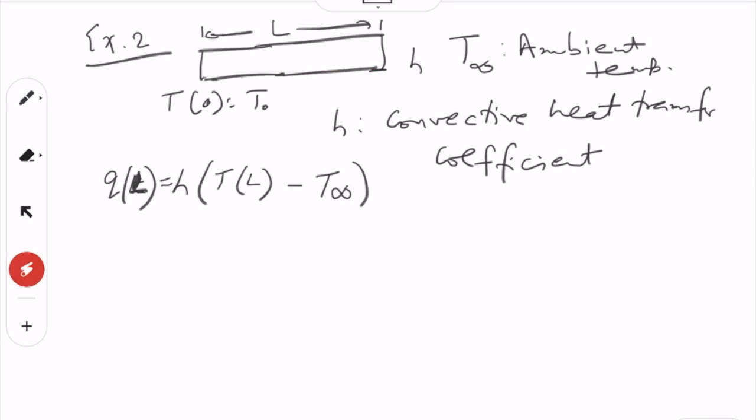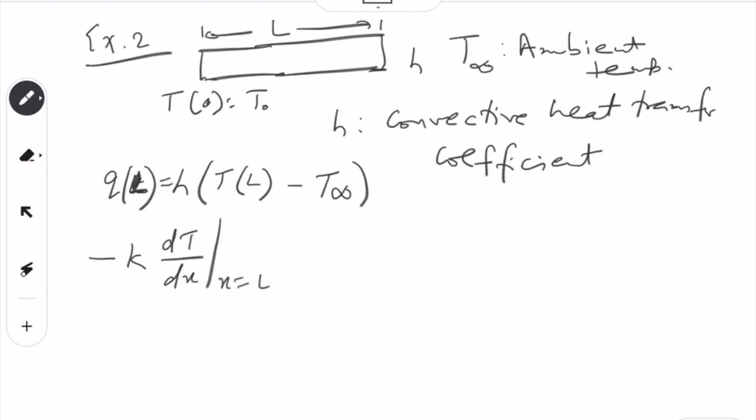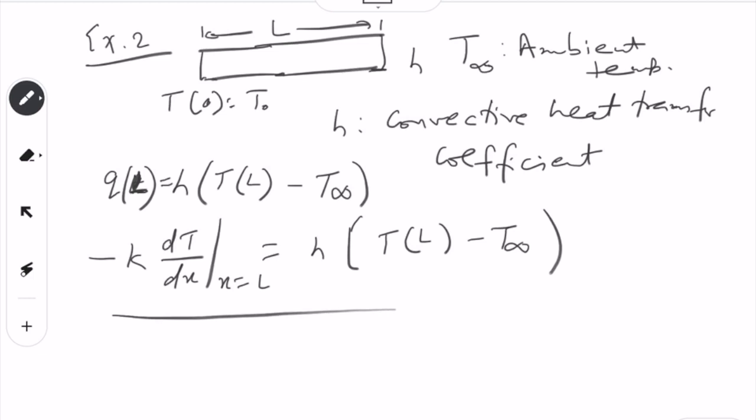Okay. So, here we can write, since q, we know, is minus k dT over dx at x equal to L, it will be equal to h times (T at L minus T infinity). So, we can write like this. This is what is known as the convective boundary condition. Yeah, convection boundary condition.